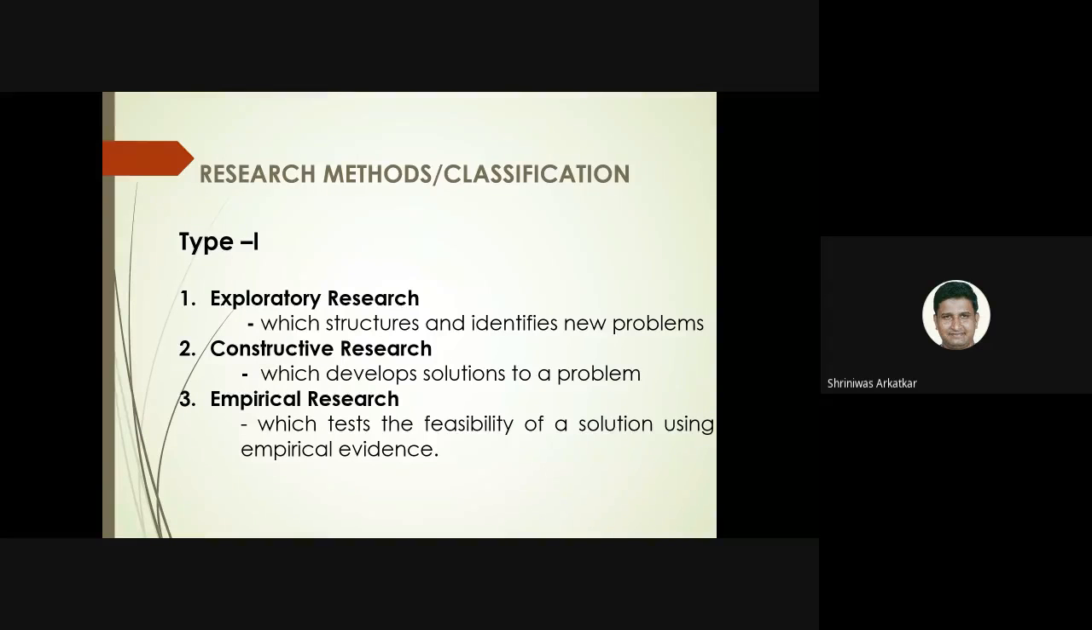Constructive research, we develop. So what does that mean? Basically, you have to find out problems. So it is always better to talk to industry, and once the industry has given you some problem, then you can work on those problems.